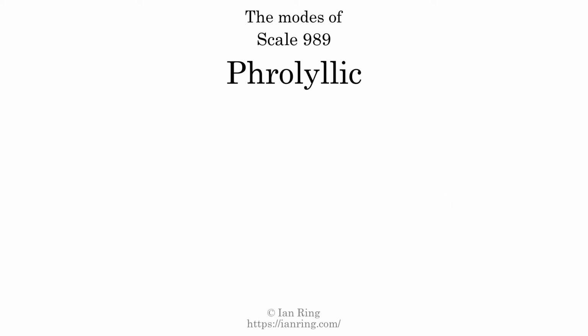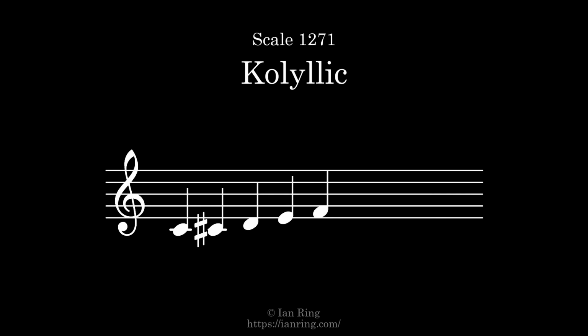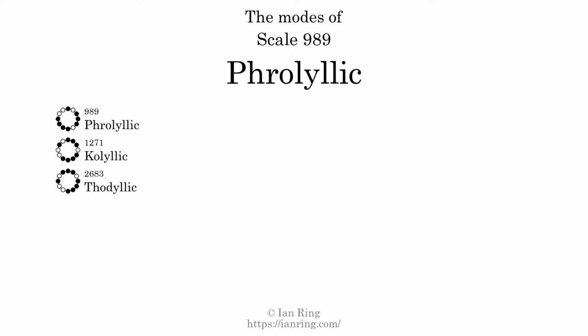This scale has 8 modes. The first mode is itself. The second mode is scale 1271, also known as Phrolyllic. It sounds like this. The third mode is scale 2683, also known as Heteromorphisms. It sounds like this.